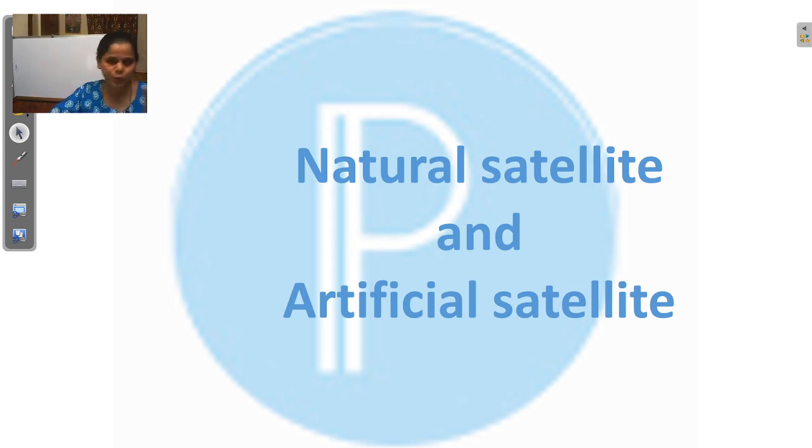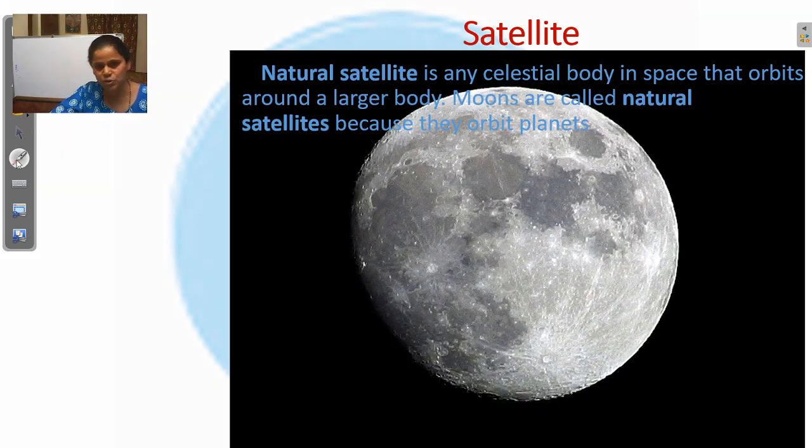Clear? Here are two types of satellites, natural and artificial. So what is a natural satellite? A natural satellite is any celestial body in space that orbits around a larger body. Example, moon. Moon is called a natural satellite because it orbits a planet. Clear? So again, a natural satellite is any celestial body in space that orbits around a larger body.